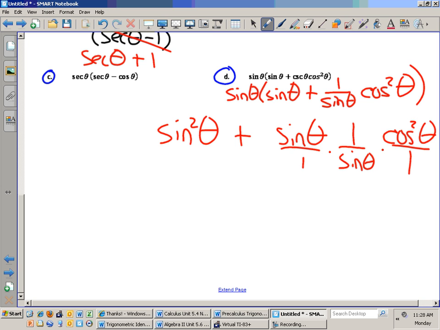So now I did distribute it to the two pieces, and you can see that this goes away. You're left with sine squared plus cosine squared. And number 5 on your formula sheet says sine squared plus cosine squared is 1.